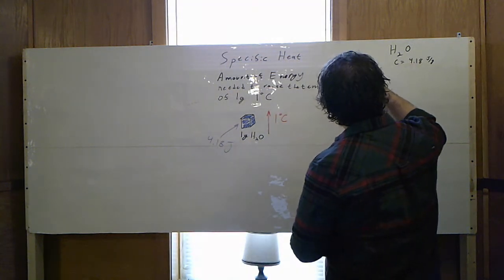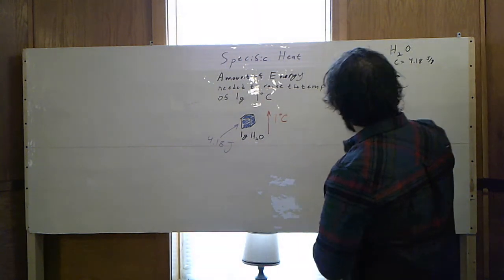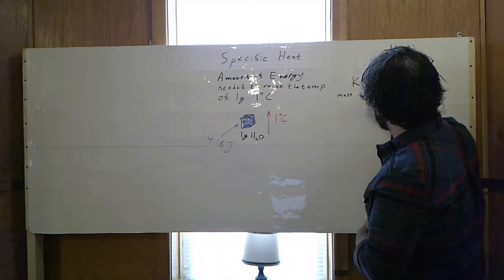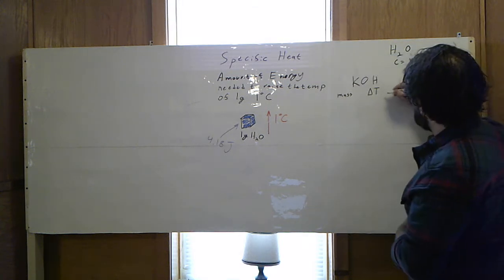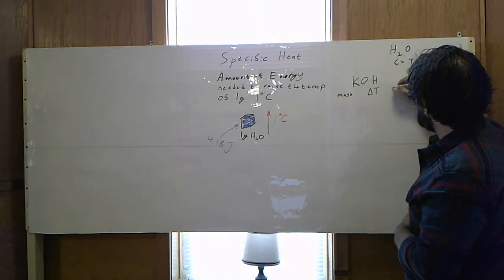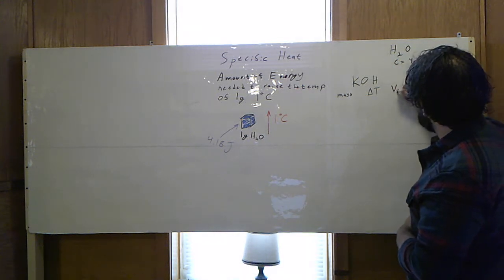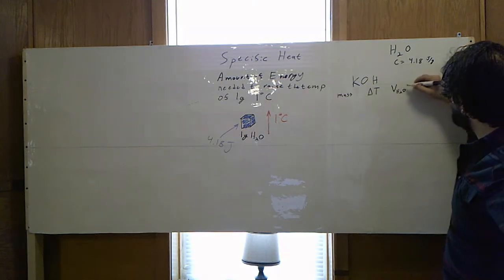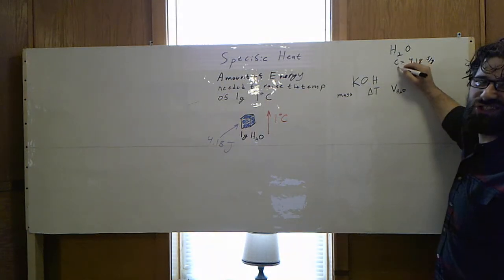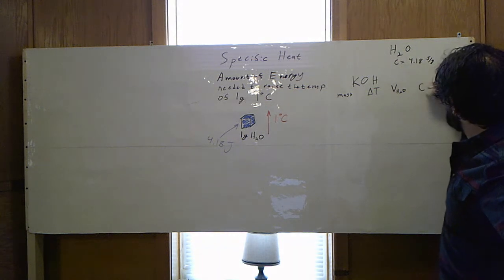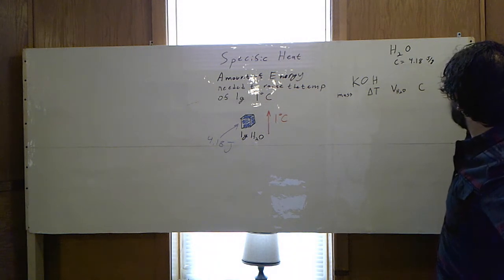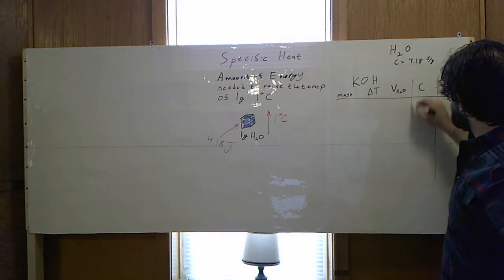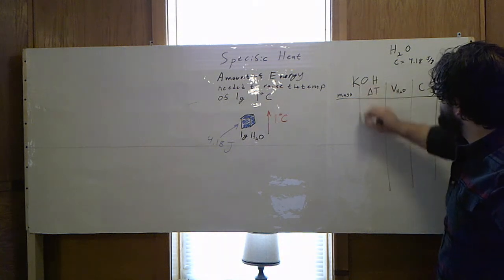So we have these graphs. I've got KOH, I've got a certain mass, I've got a change in temperature, I've got a volume of water, so we'll say V H2O, and what else? And then I've got my specific heat, which we denote with a little c, I'm not sure why. So then I'm going to write energy right here. So you might be able to see already that I'm just making a little table here to make it easier for me to look at my data.